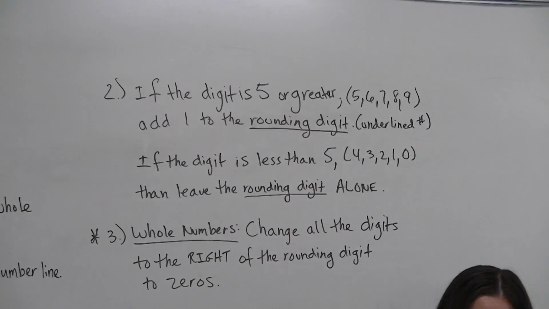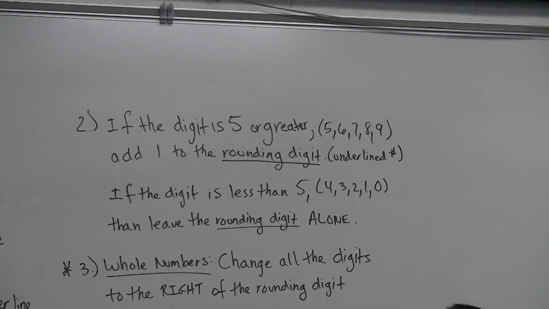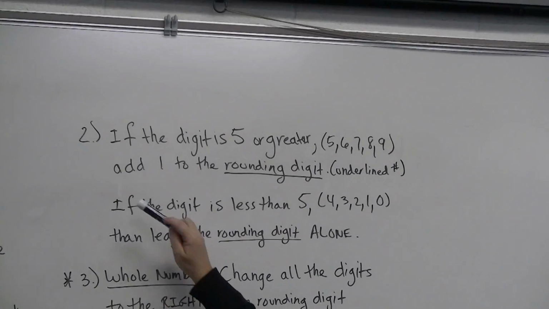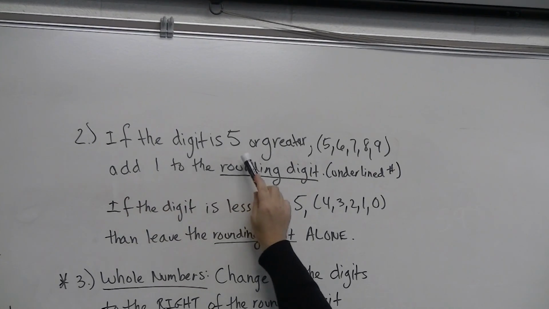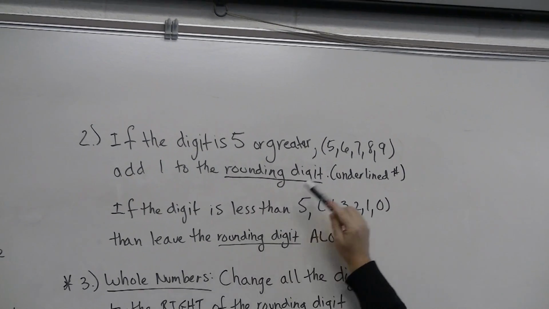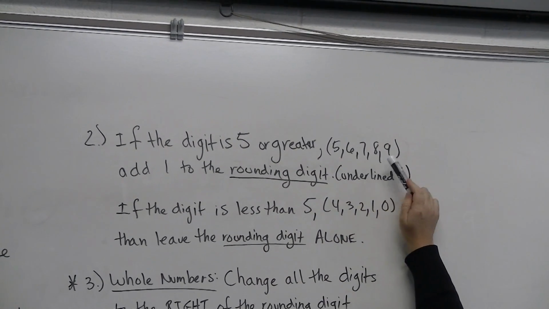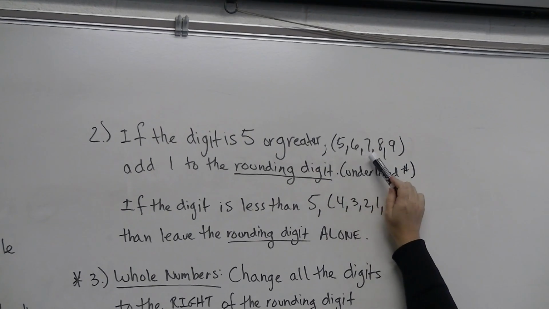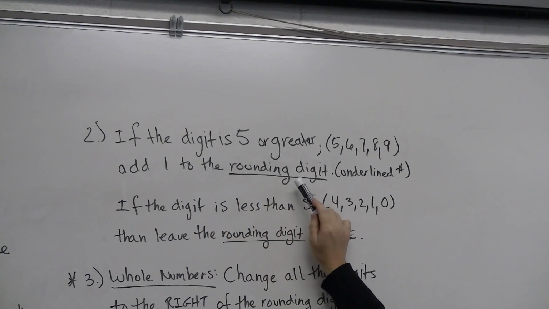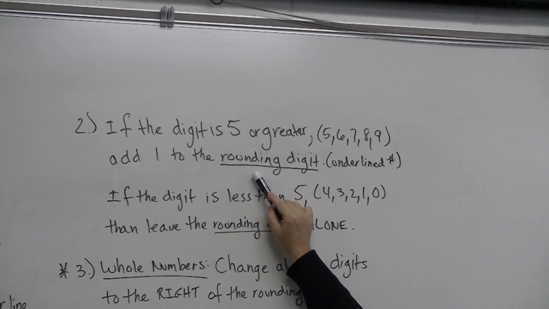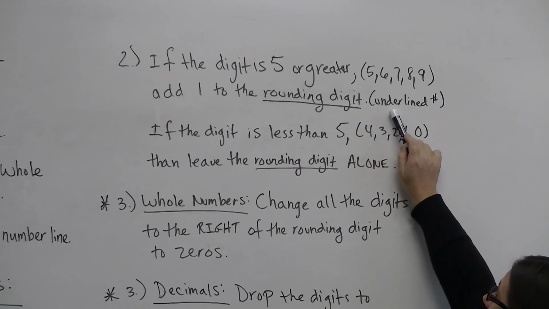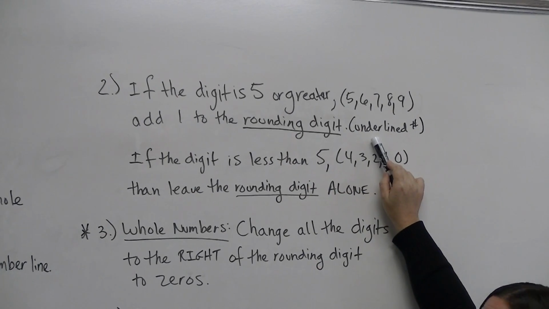Okay, now step 2. You will see here if you're looking at your textbook, I have added a couple things, so I would advise you to add it in your notes. Step 2 says if the digit is 5 or greater, and Ms. Sharber wrote out just to remind some people what digits are greater than 5: yes, 6, 7, 8, and 9. So if the digit is 5, 6, 7, 8, or 9, you're going to add 1 to the rounding digit. And I underline this because your rounding digit should be underlined, and that's the number that you're going to add 1 to. So here I put next to it, your rounding digit is the number we underlined.